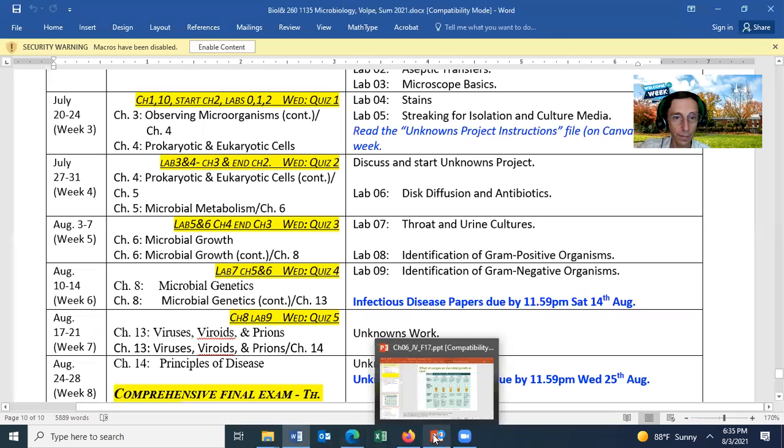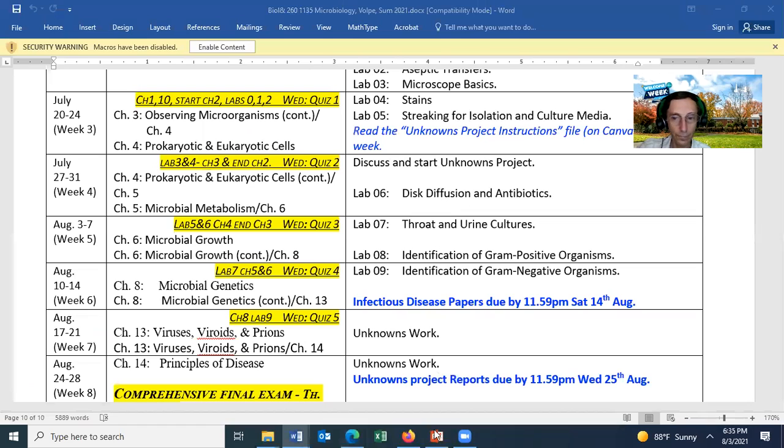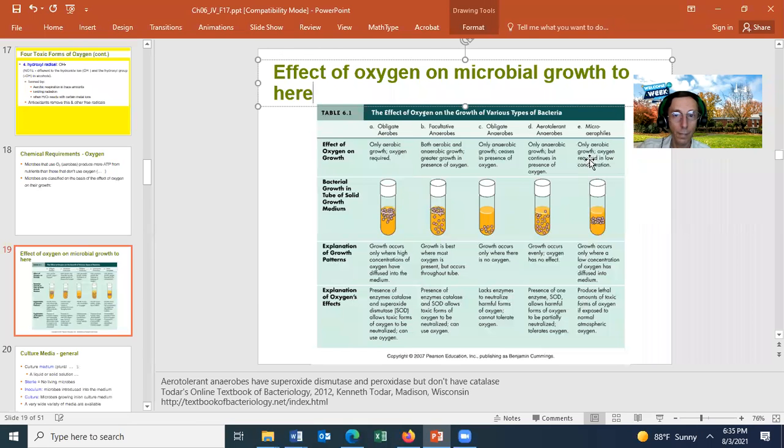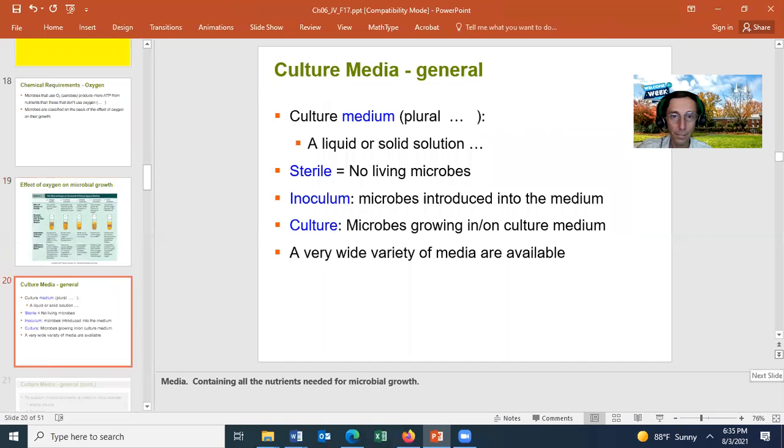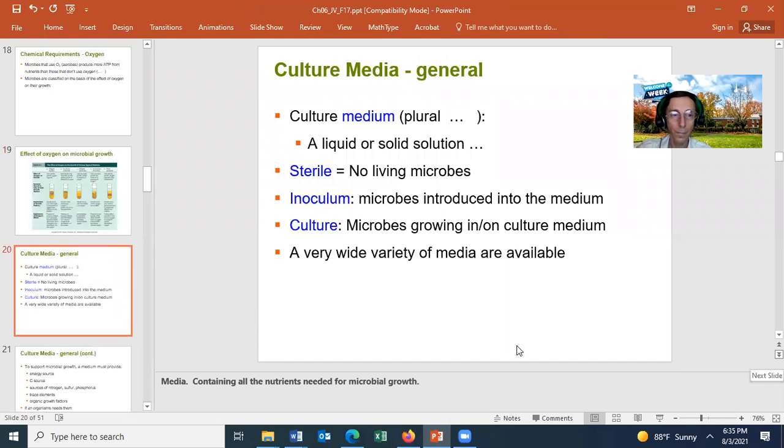So let's continue with the lecture. We talked about the effect oxygen has on microbial growth, and you can grow the organism in a thioglycolate tube to determine what the oxygen requirement for the organism is. Any question about any of that? If not, let's move on to talking about culture media. There are general purpose culture media and specific media.